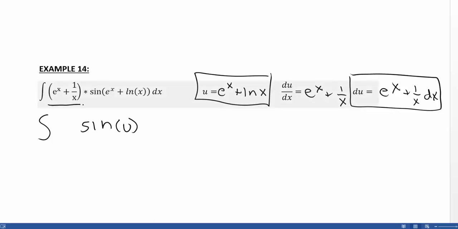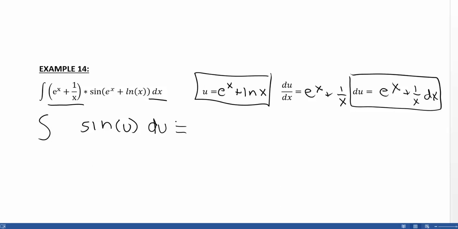And then I look at what's left. e to the x plus 1 over x and dx. If I look at my du, that's exactly what my du is. e to the x plus 1 over x dx, which means I can substitute that directly in. So sine of u du. So now I have the antiderivative of sine of u du.